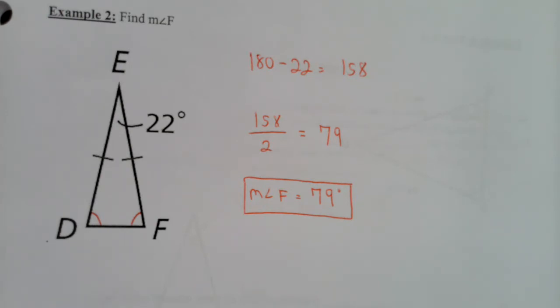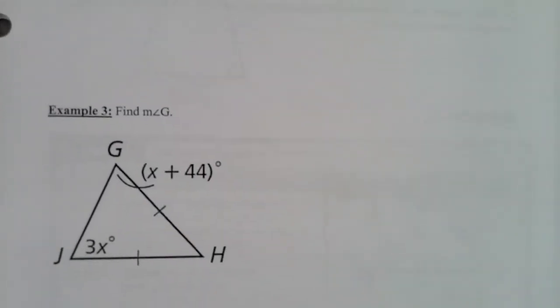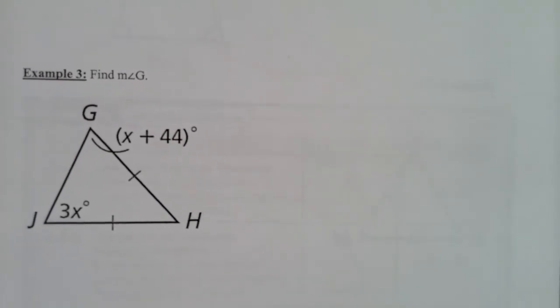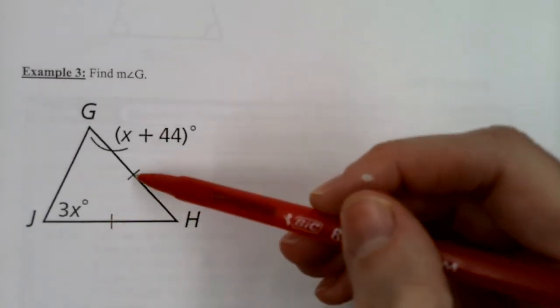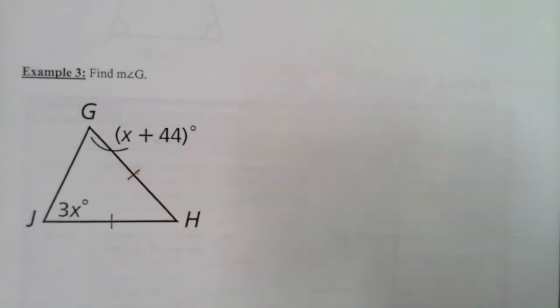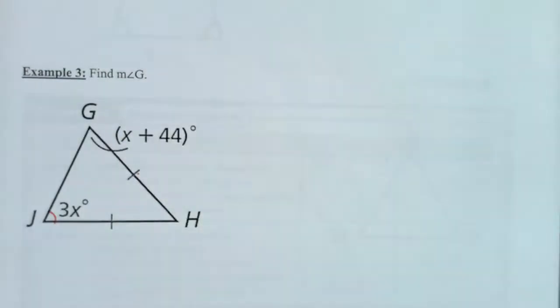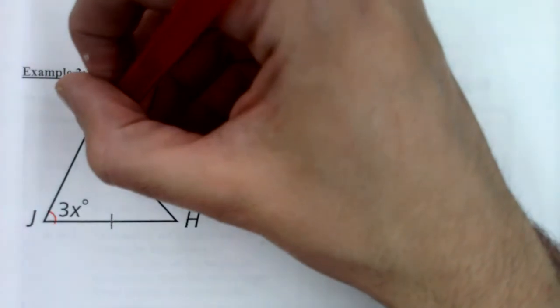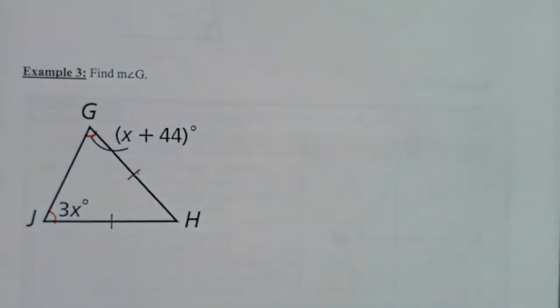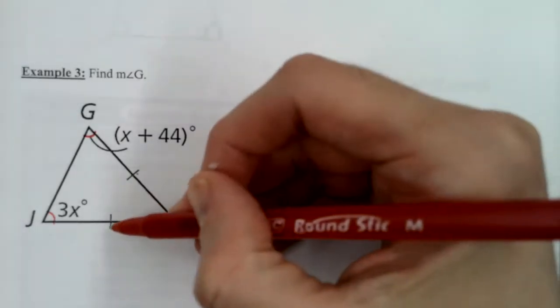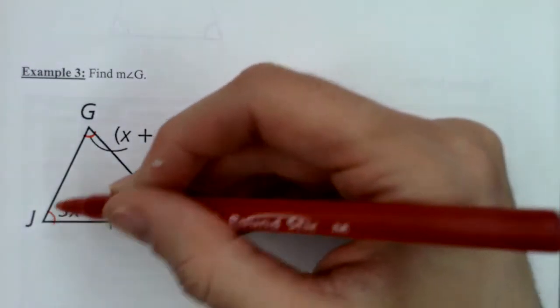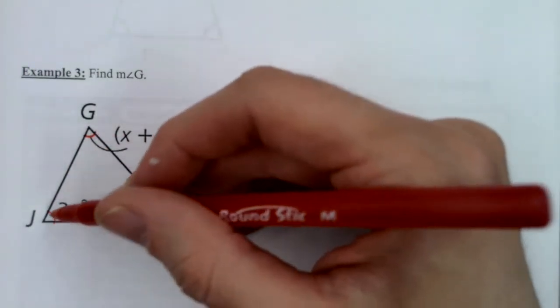Okay, let's do example 3. Find the measure of angle G. So again, this side is congruent to this side, so it means that the angles opposite those two sides are congruent. So this angle down here is going to be congruent to this angle up here. Because these two sides are the same, the angles opposite them have to be congruent also.